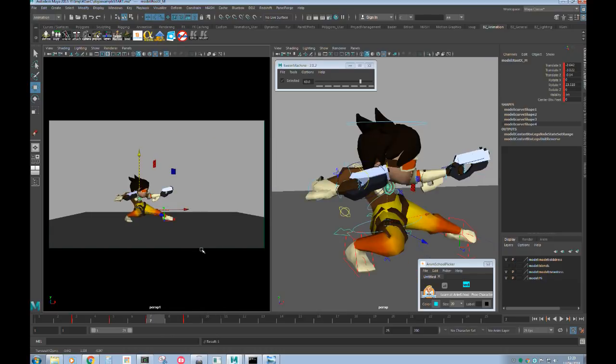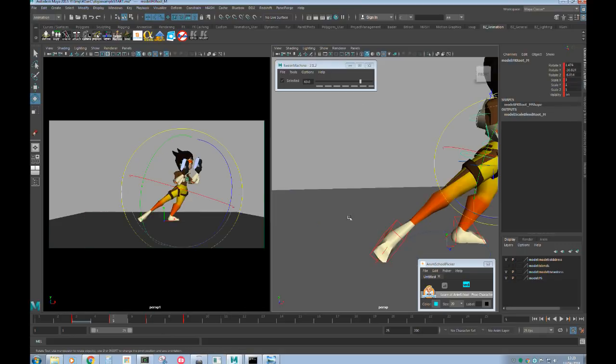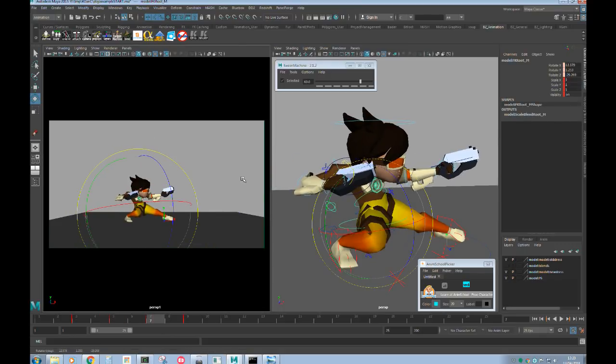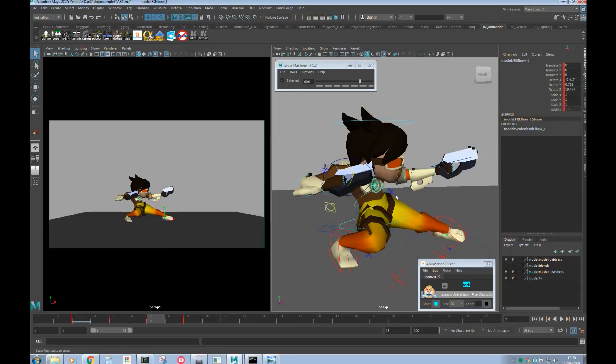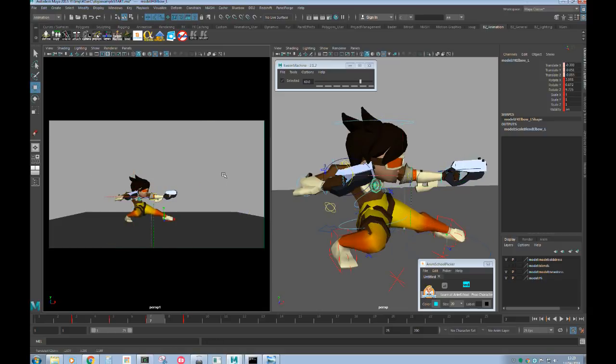And then, what else can we do? We want to drag now. So the arm probably. So drag that out. This is where you put your smear frame in, essentially.